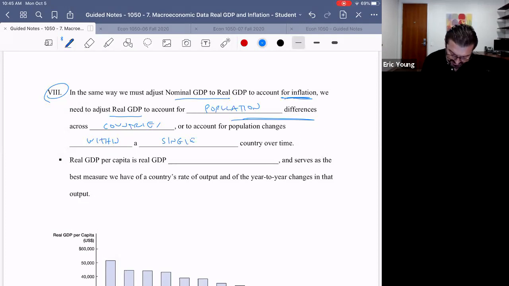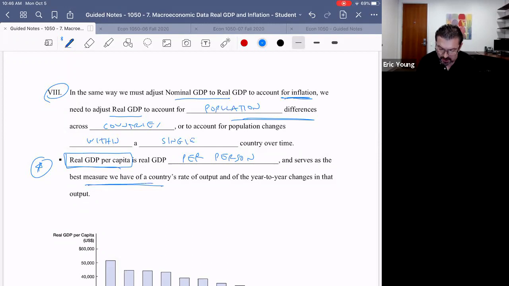We make this adjustment by calculating a critical number called real GDP per capita. Real GDP per capita is real GDP per person. It serves as the best measure. So we've gone from nominal to real, and now from real to real per capita. It is real GDP per capita that serves as the best measure we have of a country's rate of output, because it not only accounts for inflationary effects, but it accounts for population effects.